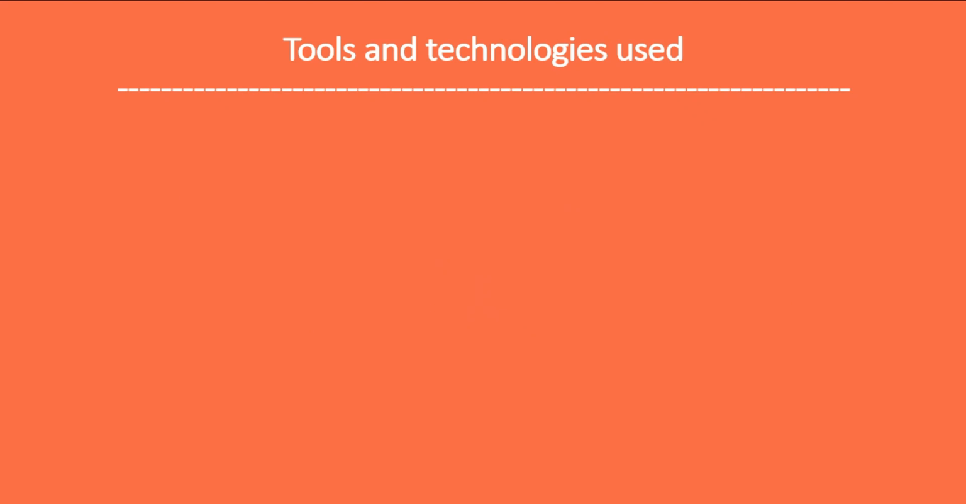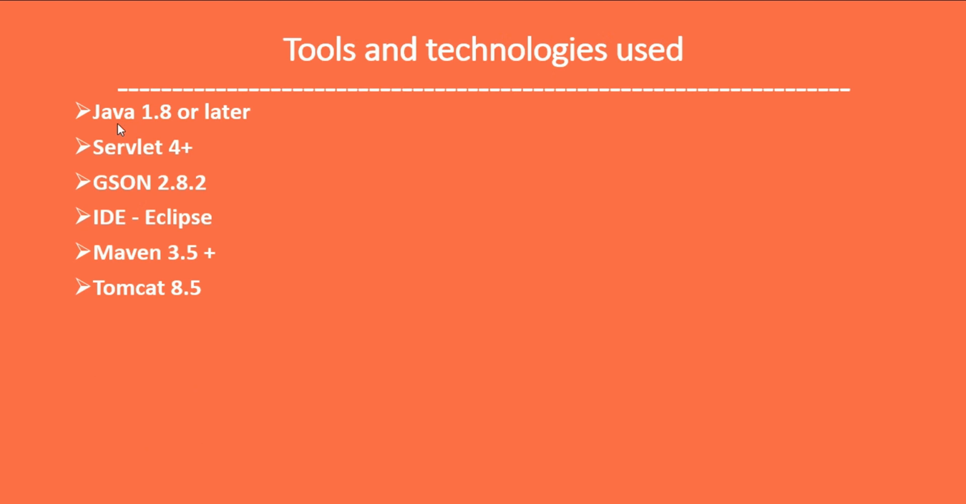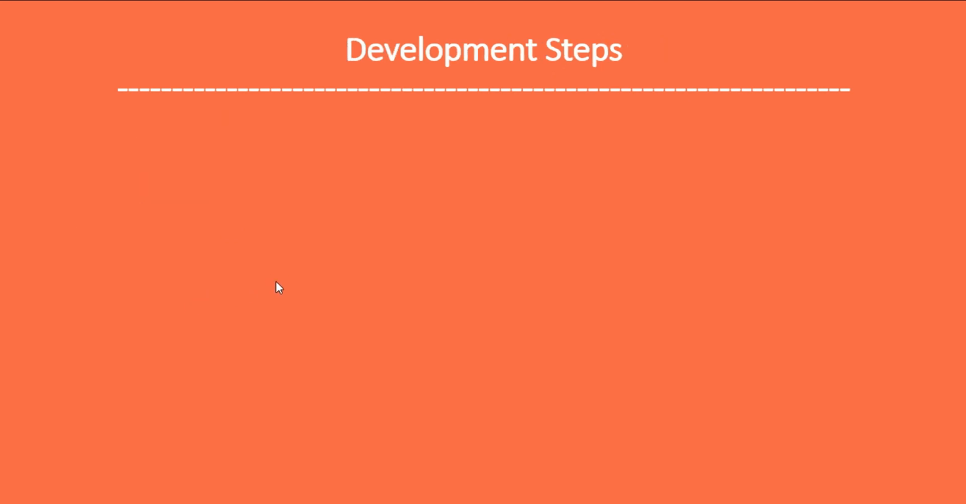Let's have a look at the tools and technologies that we'll be using to develop this tutorial. We use Java, Servlet 4 plus, Gson, and we use Eclipse IDE to develop this application step by step, and we use Maven, and we use the Tomcat web server. Let's have a look at the development steps.